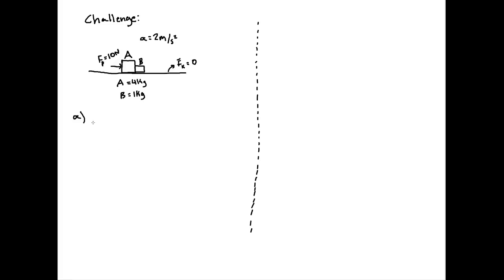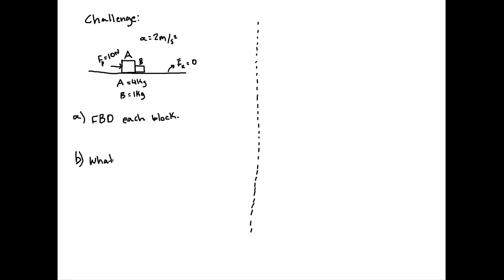On part A, I want a free body diagram for each block. Okay. Now, you have to have correct direction, and you also have to have correct labeling. Okay. Remember that your frictional force is 0.